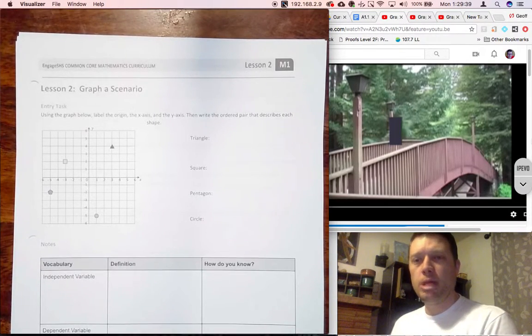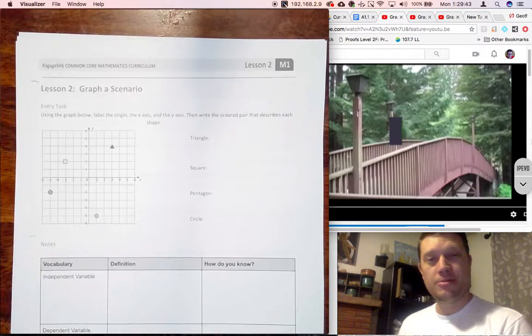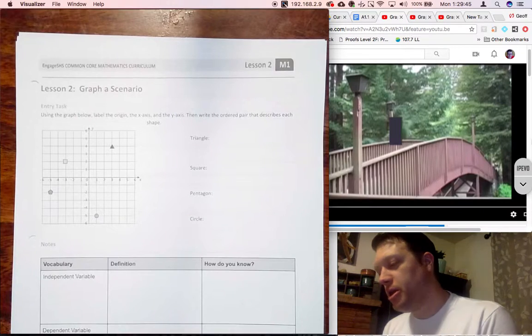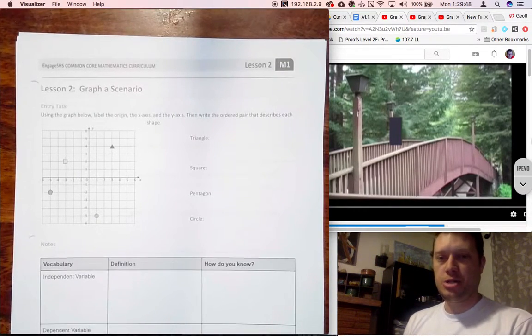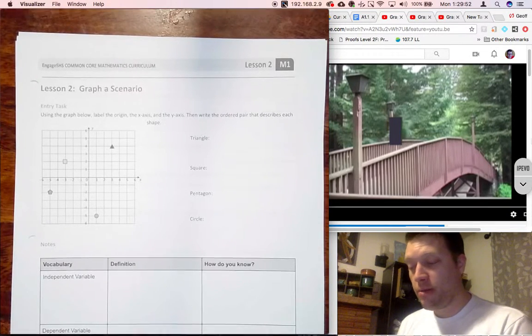Using the graph below, label the origin, the x-axis, and the y-axis. 3 very specific structures of a graph. Then write the ordered pair that describes each shape. From time to time, you'll see me do this as well. I will look up a couple of them, and you'll look up the last.